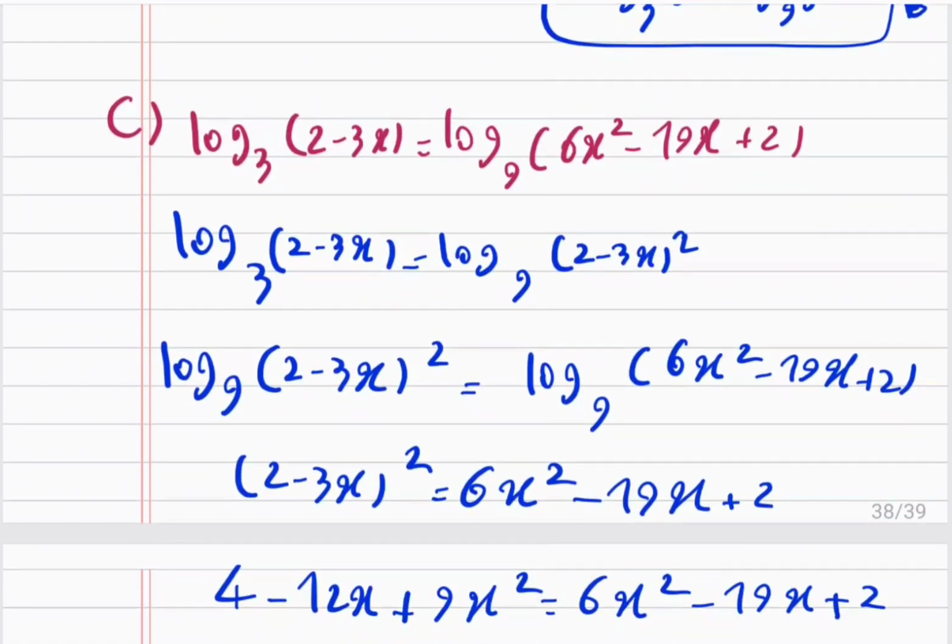And both of these values are allowed here because when we substitute them into the original equation, they don't make the inside part of the log negative. So that's fine.